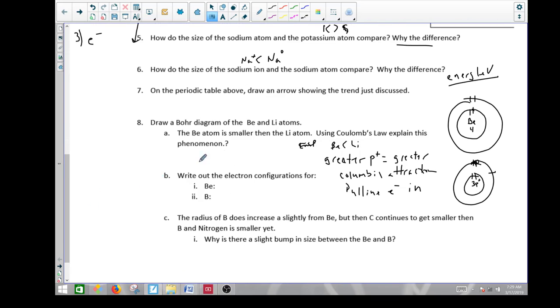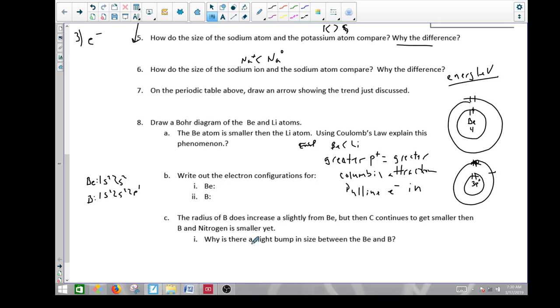Next. All right. Write out an electron configuration for beryllium and boron. So beryllium we just did. Beryllium is 1s2, 2s2. Boron is going to be 1s2, 2s2, 2p1. The radius of boron increases slightly from beryllium, but then continues to get smaller, and nitrogen is smaller yet.